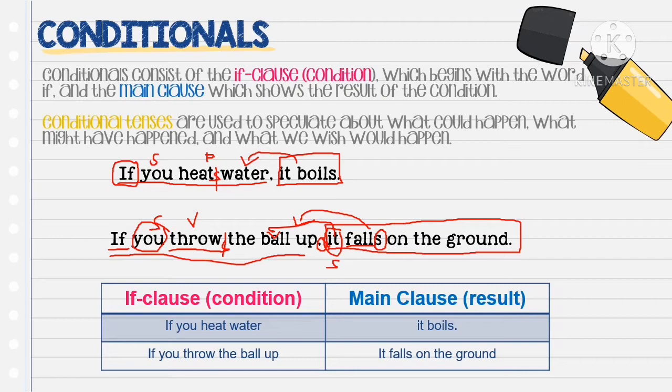Another. So, this is our if clause, if you heat water. And then, main clause, the result, it boils. If you throw the ball up, condition. And then the result is it falls on the ground.